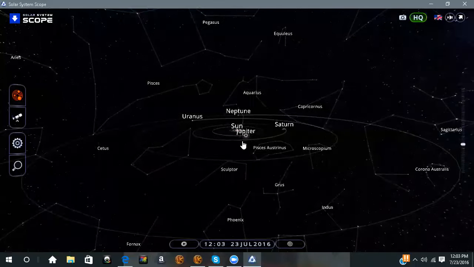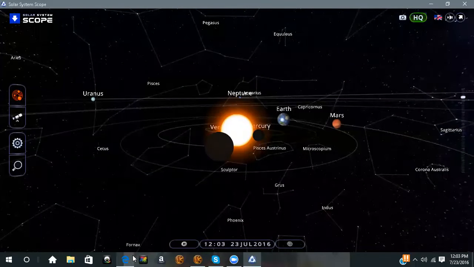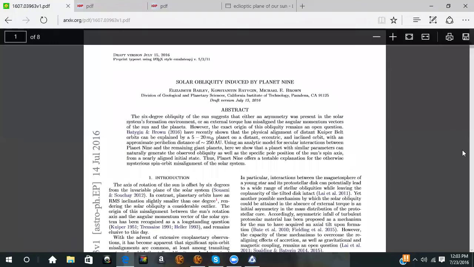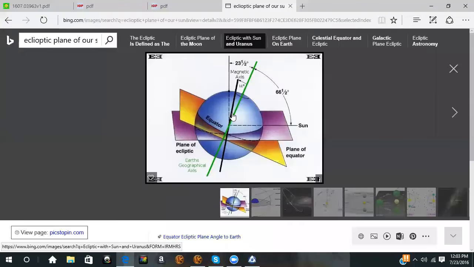So how they measure something in its obliquity to the sun and its ecliptic plane is they do a right angle right there, like this, from whatever the ecliptic plane is. And then they measure from that to where the actual magnetic north is and where the planet or the sun is rotating in a circle. So the equator goes down below. You see the plane of the equator, plane of the ecliptic.